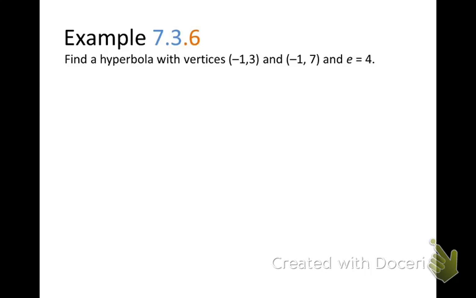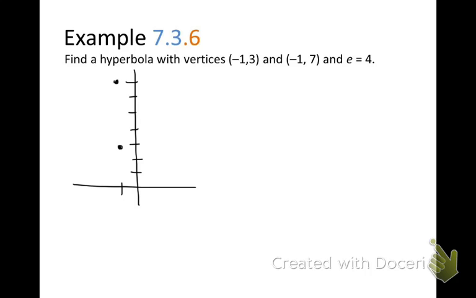So for this one, we want to find a hyperbola that has the vertices at (-1, 3) and (-1, 7) and an eccentricity of 4. So as usual, start by sketching out what you've got so that you're aware. Let me draw that a little lower. So I'm at -1 on my x-axis, and then I've got a vertex at (-1, 3) and a vertex at (-1, 7), right?